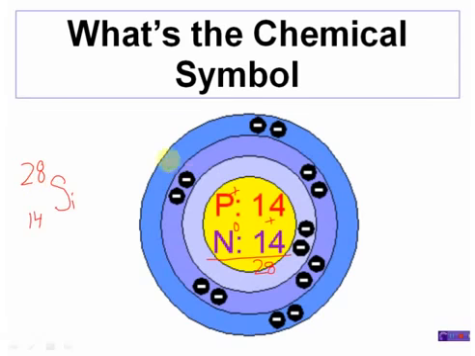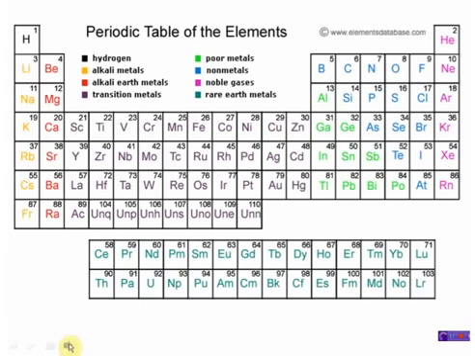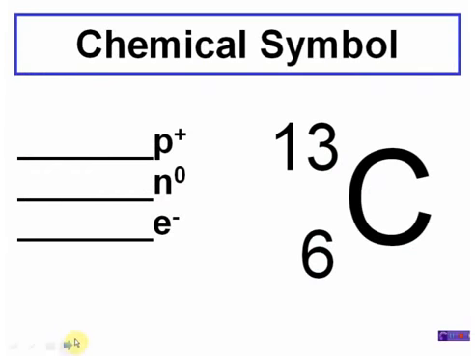Okay, on the outside, in case you're wondering, these are all my negatively charged electrons, and electrons are not counted when we're looking at the mass of the atom. Okay, here's our chemical symbol. Can we go in reverse now? Can we break it apart?